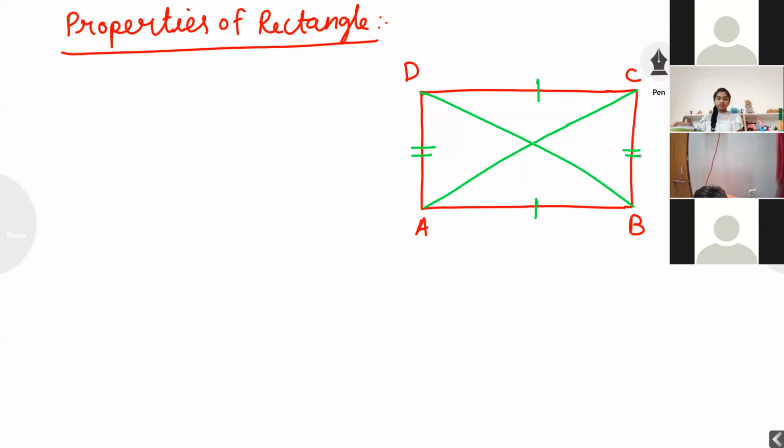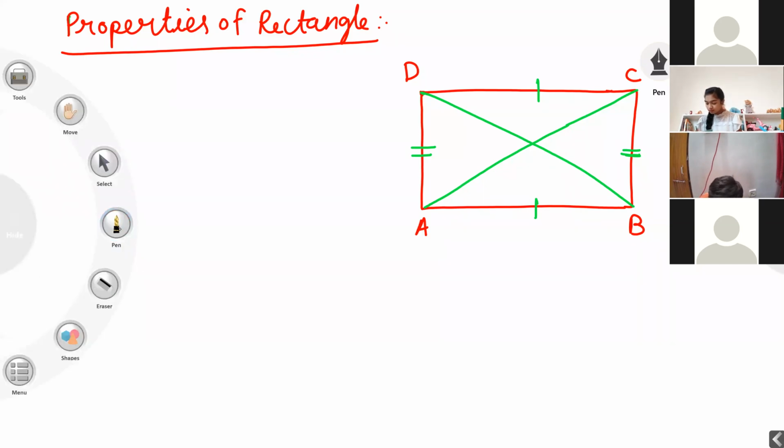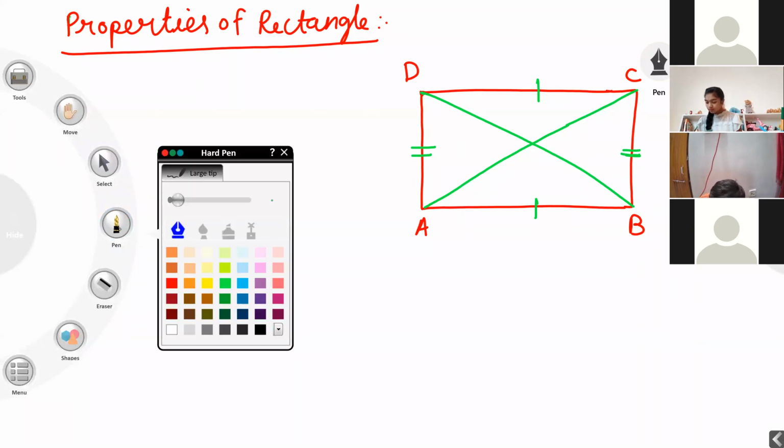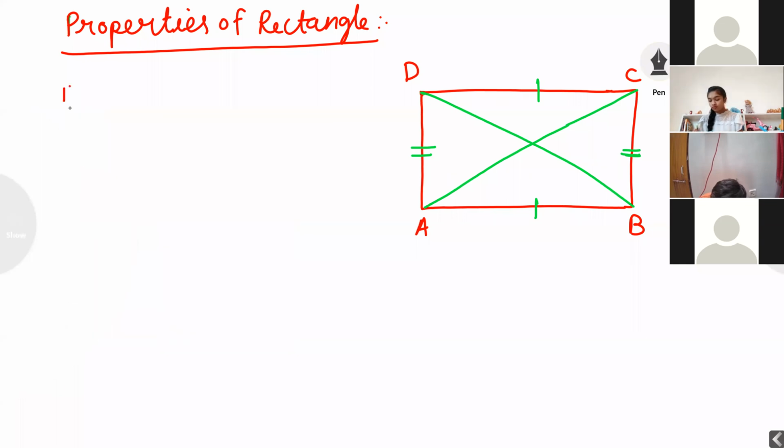One cross line and two cross line. Don't keep everywhere two cross line. One cross line means length is equal and width is equal, right? First property, opposite sides are equal and parallel.